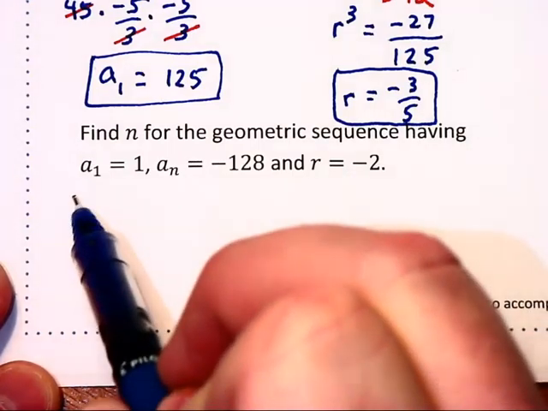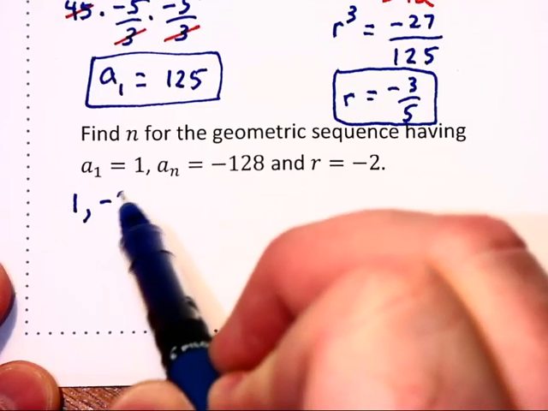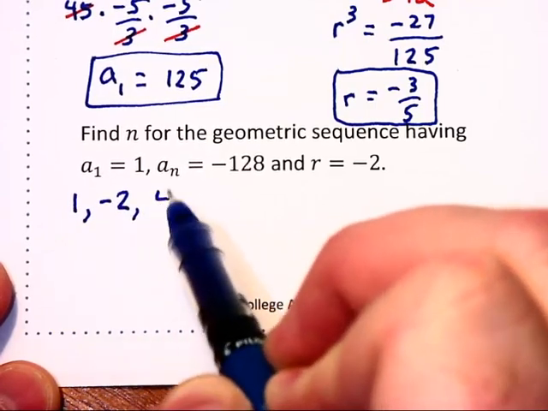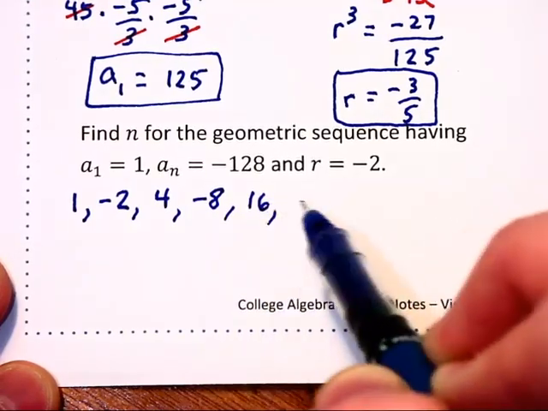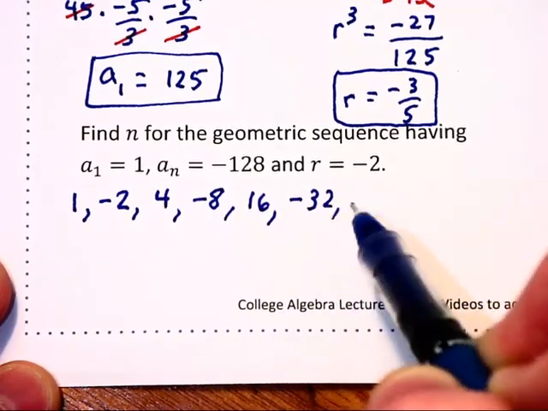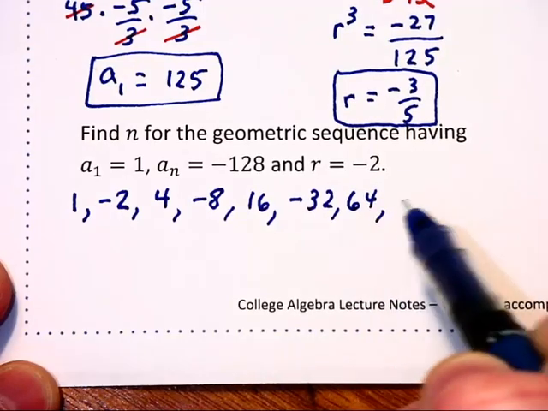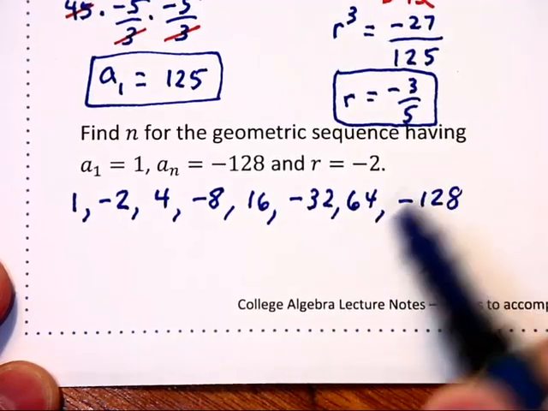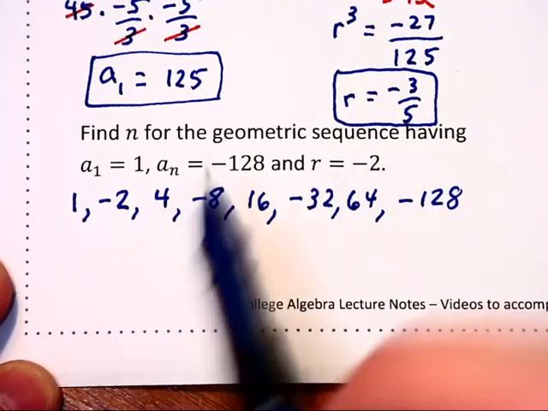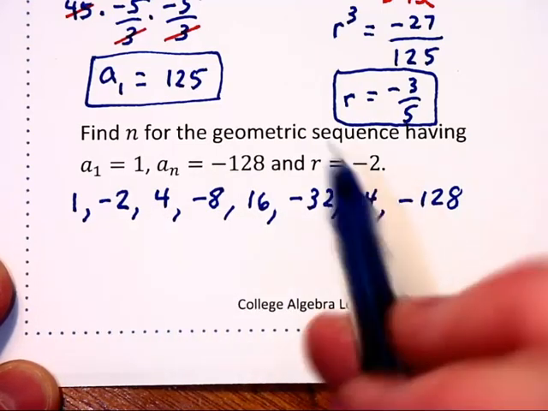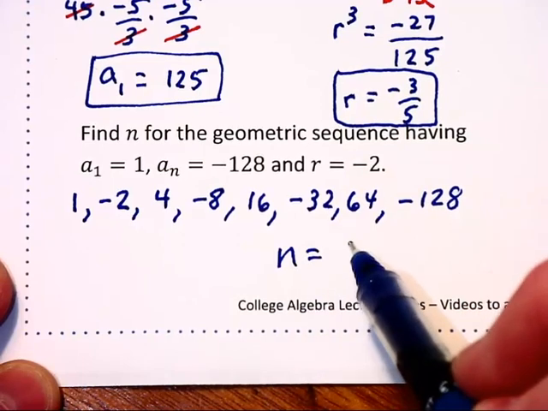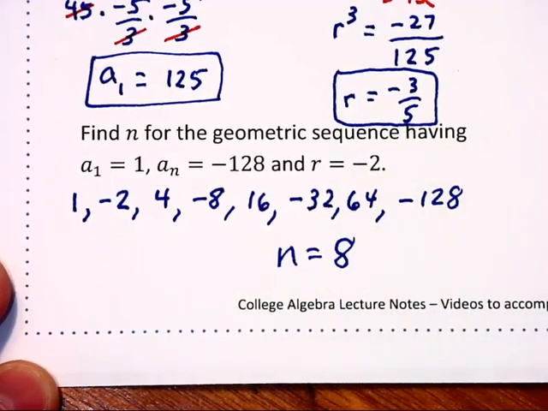So I would start with 1 and start multiplying by negative 2. We get negative 2, positive 4, negative 8, positive 16, negative 32, positive 64, and then negative 128. And then we can count what term number we're at. 1, 2, 3, 4, 5, 6, 7, 8. That's the 8th term, so n is equal to 8 for this problem.